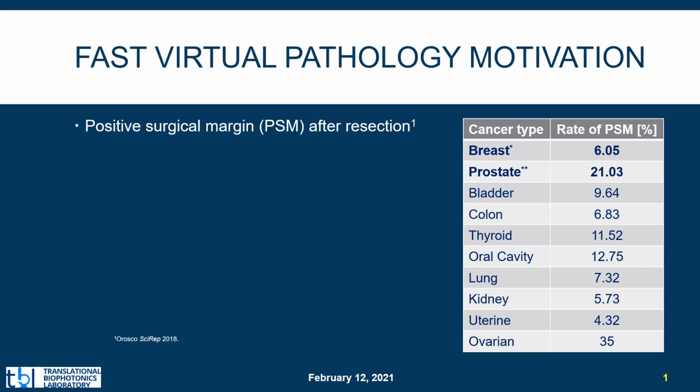In the US, appearance of positive surgical margin after surgical resection of cancer varies with the type of cancer from 4.32 to 35%. The existence of positive surgical margin will influence patient treatment outcome by adding additional oncology treatments or by scheduling another surgery. Furthermore, these additional treatments will increase total healthcare cost.